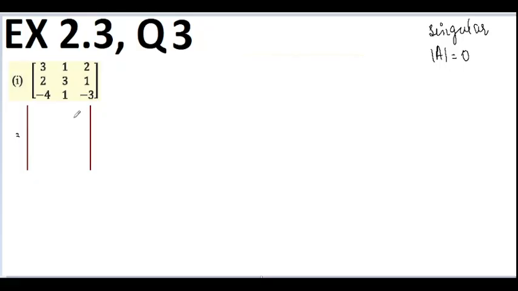I forgot to tell something in the previous video of question number 2, exercise 2.3, which was that if we expand it through row 1, row 2 or row 3, through any row, our answer would be the same. There is no difference in the answer. Expanding through any row or any column, we have not expanded through any column yet, but if we expand through any column or any row, there would be no difference in the answer.